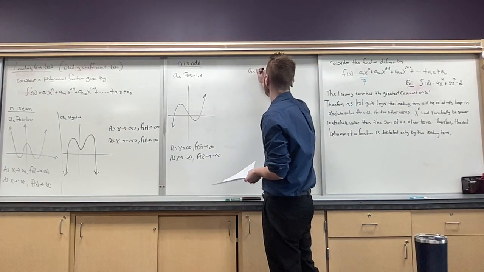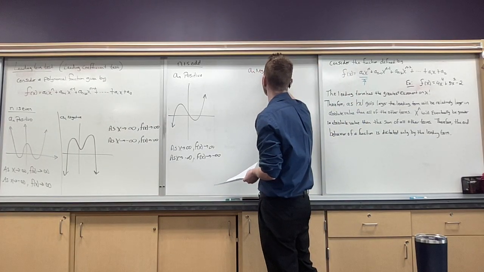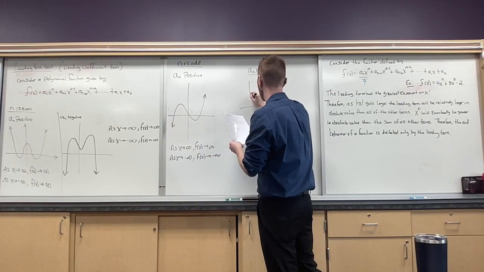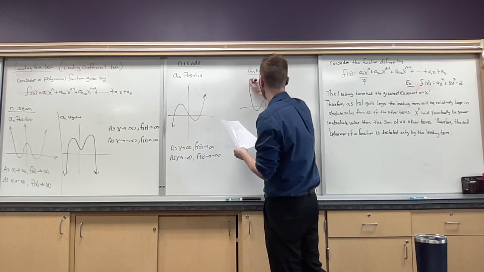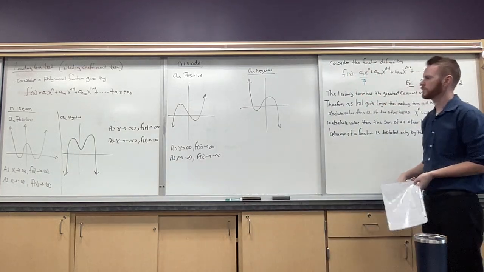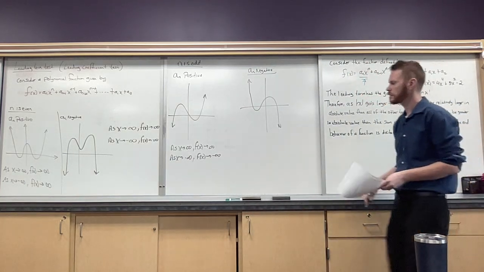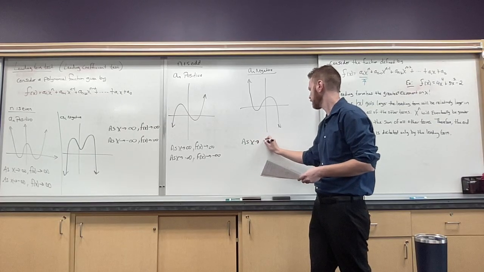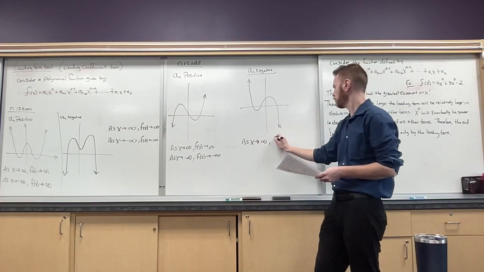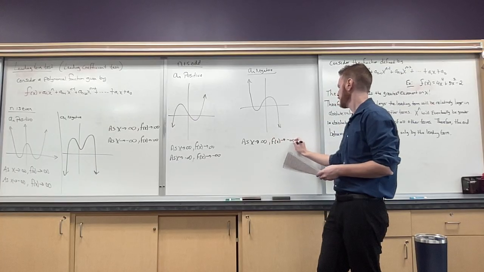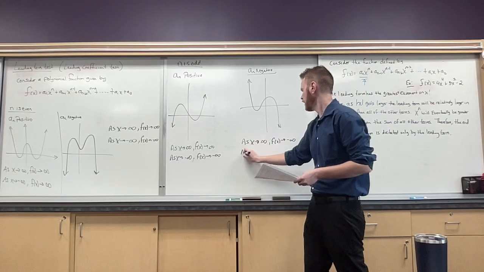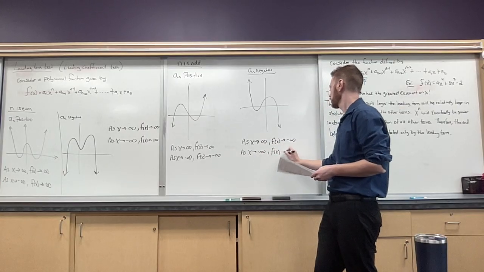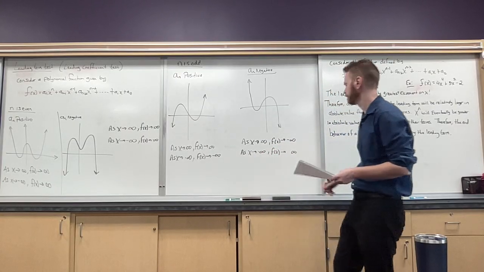Now what happens when it's negative? Well, it just flips things. So let's do something like this. Just the other direction. As x goes to infinity, we can see that the y values go to negative infinity. And then as x goes to negative infinity, I can see that the y values go to positive infinity.